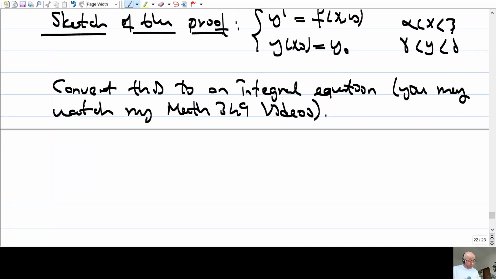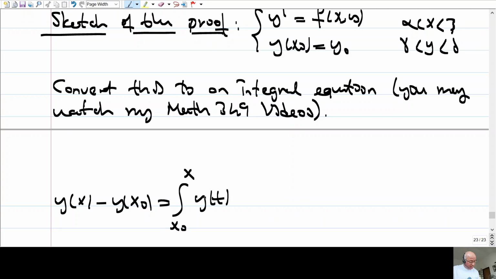How can we do this? Well, we do it this way. y of x minus y of x0 is equal to what? This is nothing but the integral from x0 to x of y prime of t dt, right? First fundamental theorem of calculus. And what is y prime? Well, y prime is just from the equation f of x, y. So instead of x, I use t, and then here I have y. Of course, y has x in it, therefore t in it.